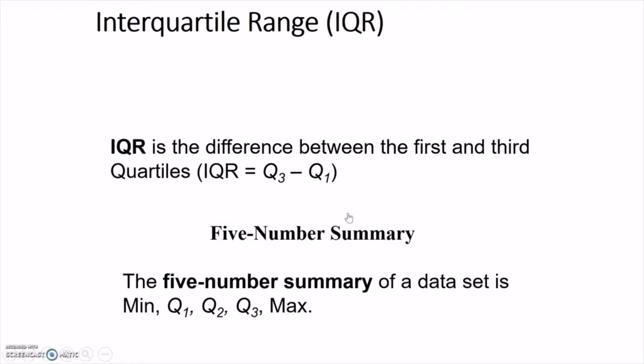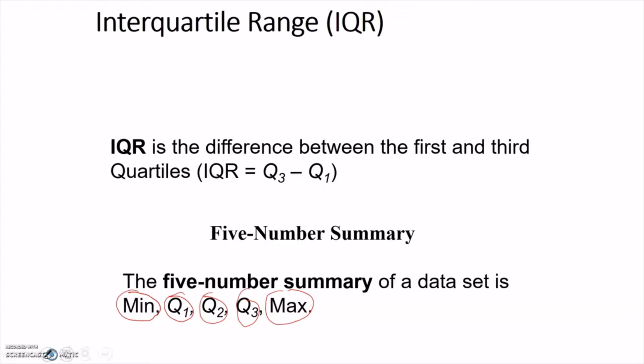So if I ask you to give me the 5-number summary, it means I'm asking you what is the minimum value in the data set, what is the first quartile, what is the second quartile, what is the third quartile, and what is the maximum value. They need to be in this order. You can't change the order, right? Q1 will always come first, then Q2, and Q3. So you can't change the order. These 5 numbers make the 5-number summary of our data set.